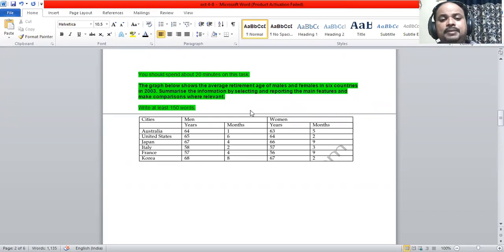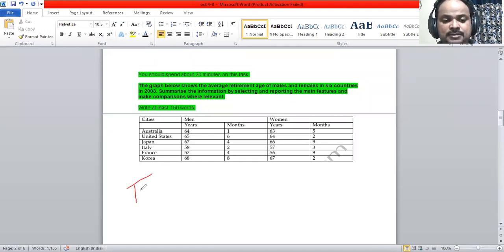And we have a comparison between men and women, the retirement age comparison. The year is 2003. Okay, so we have all the data here. We have the retirement age divided into years and months, so that things are very clear. Now let's see what type of picture we have got for our solution.